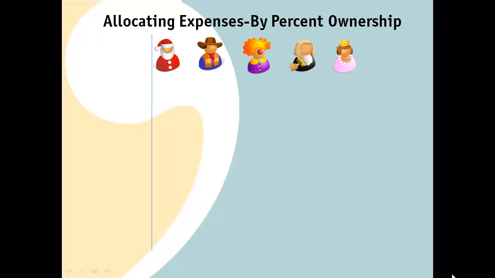Percent ownership in your club may change every time payments or withdrawals are recorded. Here's an example. Suppose on May 1st these were the percentages each of these club members owned. On May 18th, the club had a deductible expense of $100. It would be allocated to everyone like this.